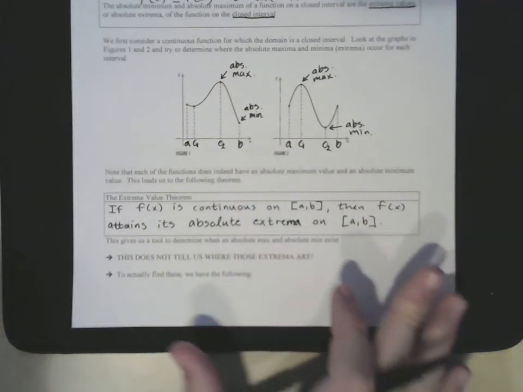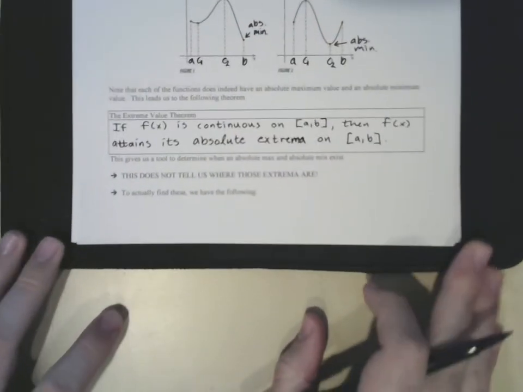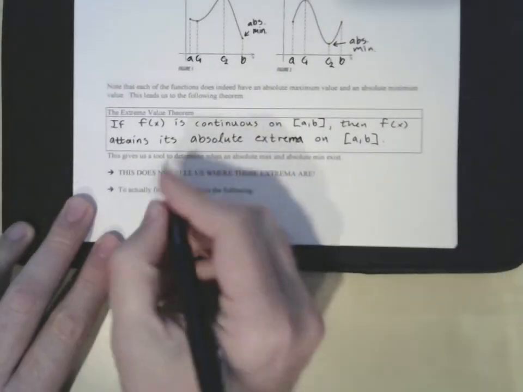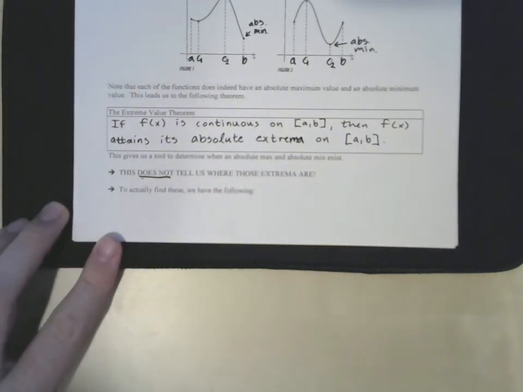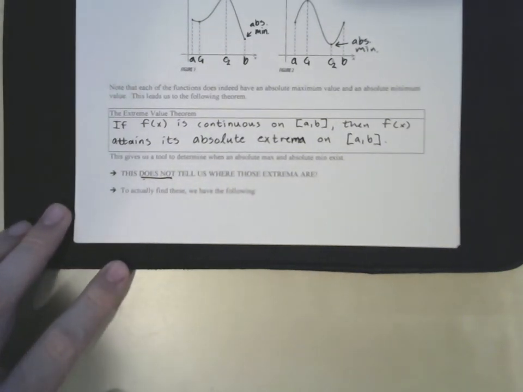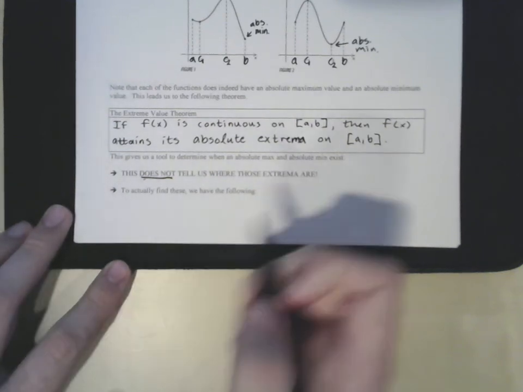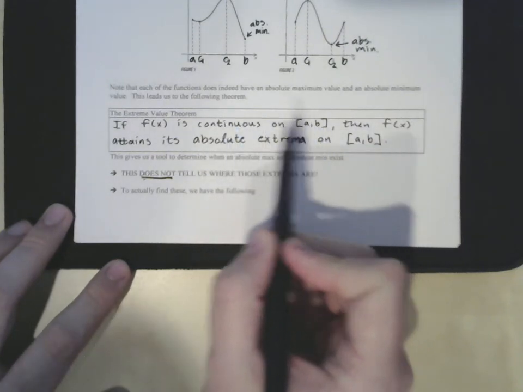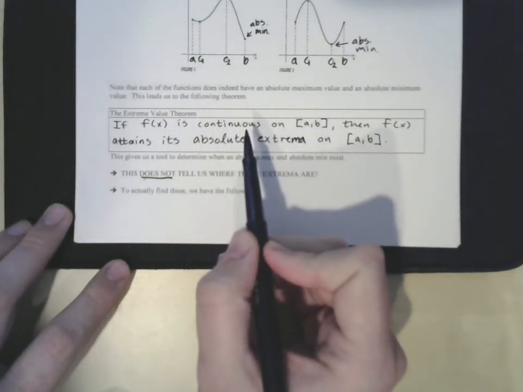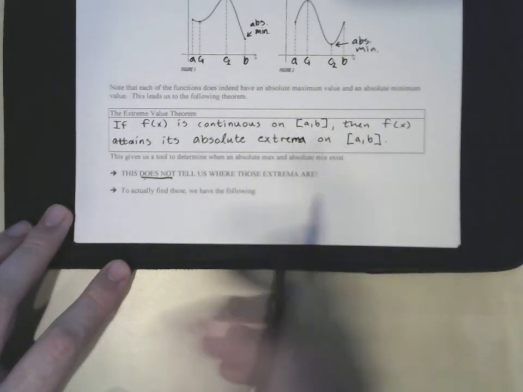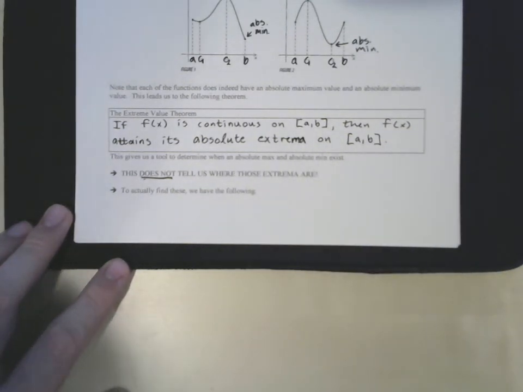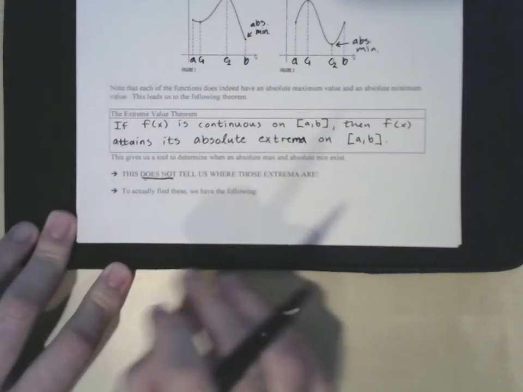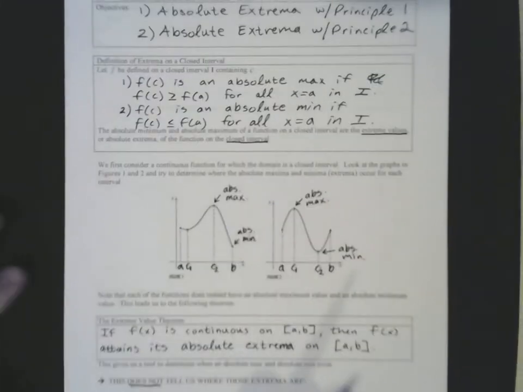Now there's something extremely important to keep in mind here, and that is that this theorem does not tell us where the extrema are. To actually find the extrema, we need to do some more work. But if we can find a closed interval that a function is continuous on, we know we hit those absolute maxes and absolute mins. We have to. So to actually find those, we have the following.